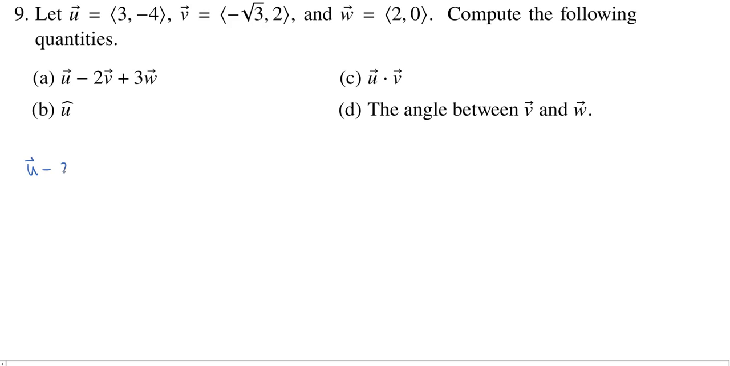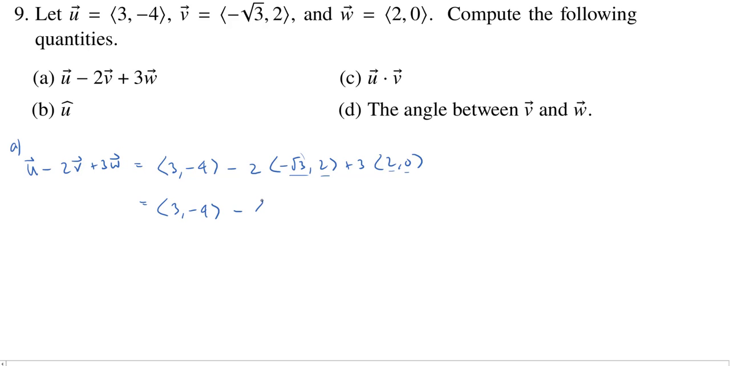So you have u minus 2v plus 3w. So this is part A. And we can write this down here as 3 comma negative 4 minus twice negative root 3 comma 2 plus thrice 2 comma 0. So the first thing we note is that when you want to multiply a vector by a scalar, you simply scale all of the components. So we'll just multiply each of these components here by 2, and in this one we'll scale each one by 3. So we'll get 3 comma negative 4 minus negative 2 root 3 comma 4 plus 3 times 2 is 6 comma 0.